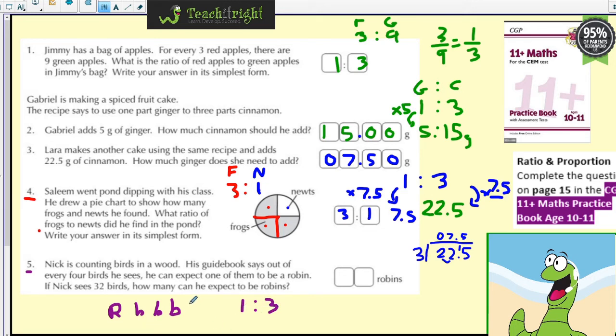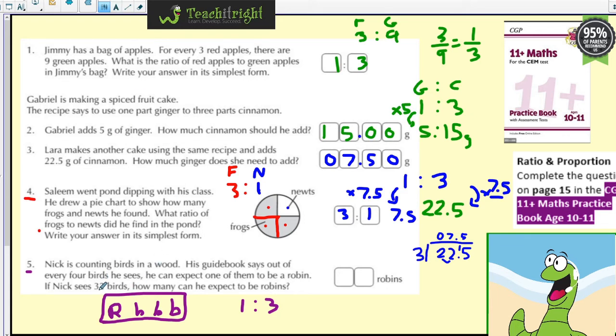And that's important because it's not 1 to 4, because it's out of 4. So hopefully you can see here, look, I've got 4 birds, one of which is a robin, and that produces the ratio of 1 to 3. I think the mistake that people have made here is they'll have said 1 to 4, but that's not the case. It's 1 to 3 because it's out of 4. So now I've got the ratio.